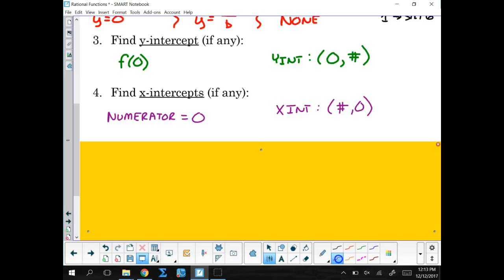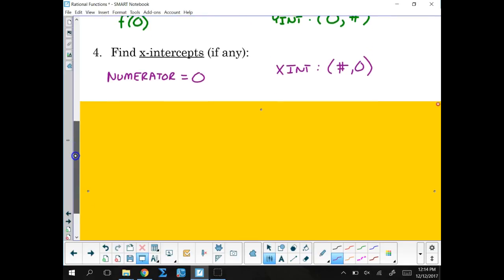Logic question. How many points can I get in step number 3? 1 or none, right? Yeah, 1 or none. How many can I get in step number 4? As many as the degree of the numerator. Can I get none? I can get none, and then as many as the degree of the numerator. So that one can have multiple in 4, maximum of 1 in 3.